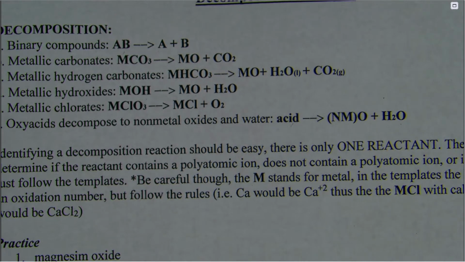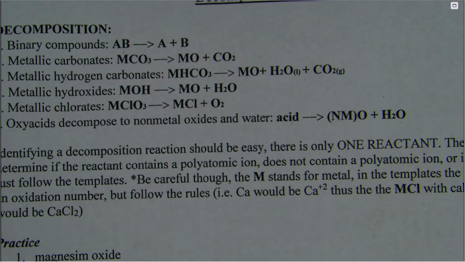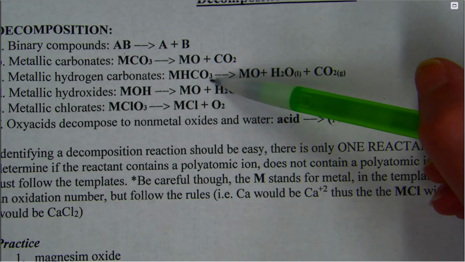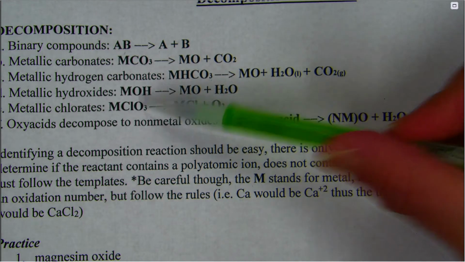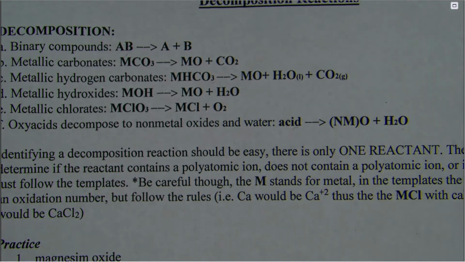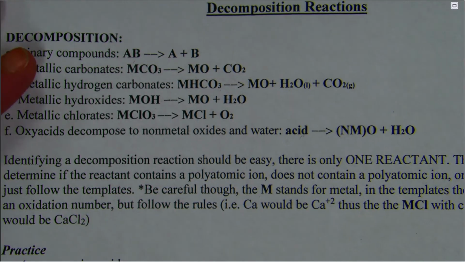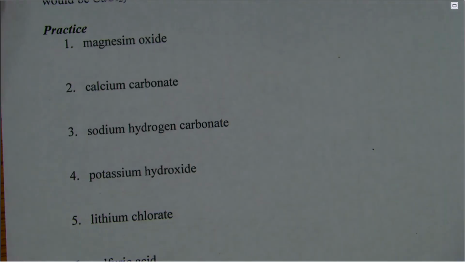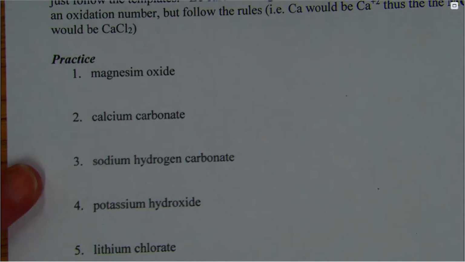So a decomposition is pretty easy to determine because if you'll notice, we only have one reactant in each example. So if there's only one reactant, then it is a decomposition reaction. So this is one of the easiest ones, in my personal opinion, to determine what type of reaction it is. So let's look at a couple of practice problems.